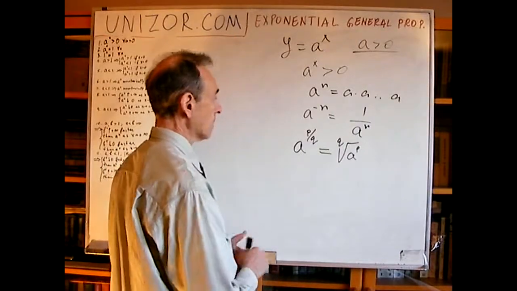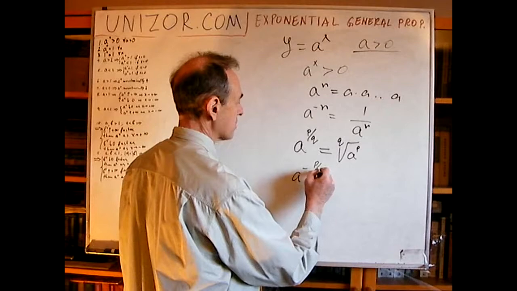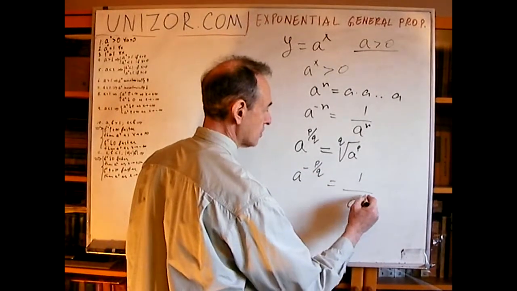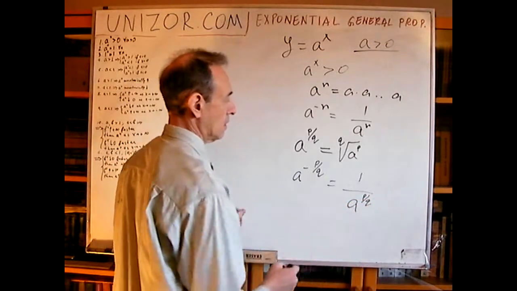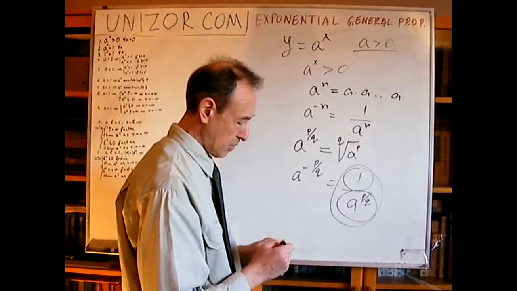And obviously, with negative rational numbers, where p and q are natural, this is again by definition, and since this is positive, the inverse is also positive.